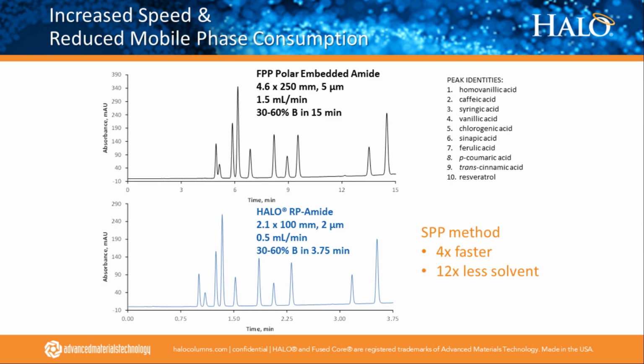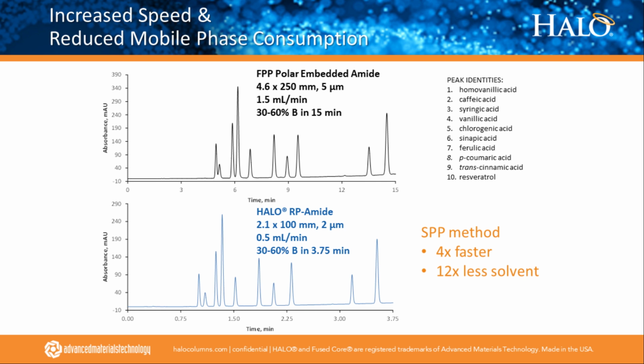So to put this into action, here I'm showing increased speed and reduced mobile phase consumption. On the top here is a FPP polar embedded amide column in 4.6 by 250 millimeter dimension and 5 micron particle size. This is run at 1.5 mL per minute using a gradient from 30 to 60% B in 15 minutes. And what we've done is we've sped this up to use a Halo RPM column with 2.1 by 100 millimeter dimension and 2 micron particle size, running at a half mL per minute.